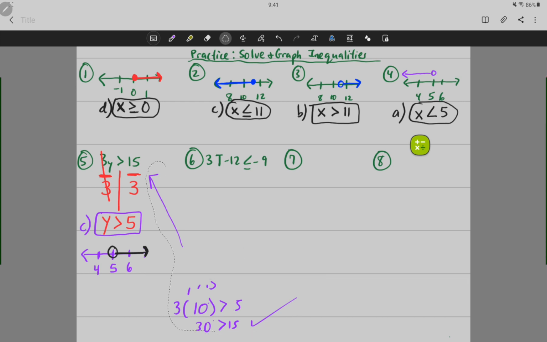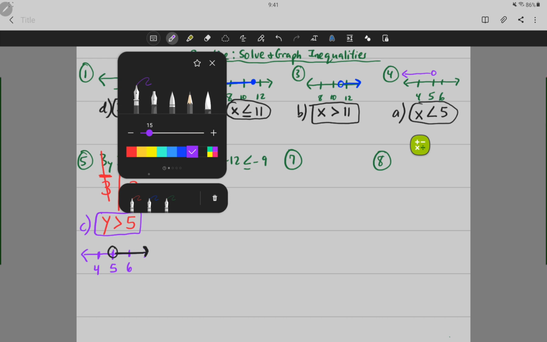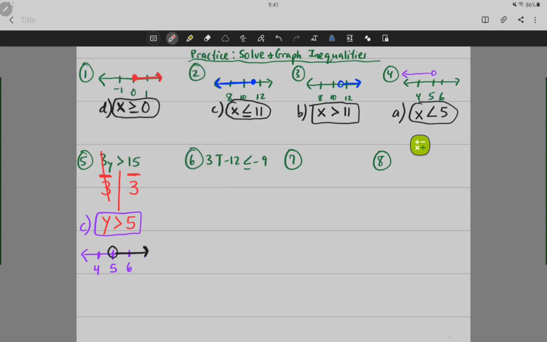Okay, so now let's get back into the next question, which is number 6. Once again, we have to solve an inequality and graph it. Same thing: pretend it's an equation with an equal sign, draw the line. Inequality has no equal sign, but we do have the inequality symbol, so draw the line. This one says 3t minus 12 is less than or equal to negative 9.